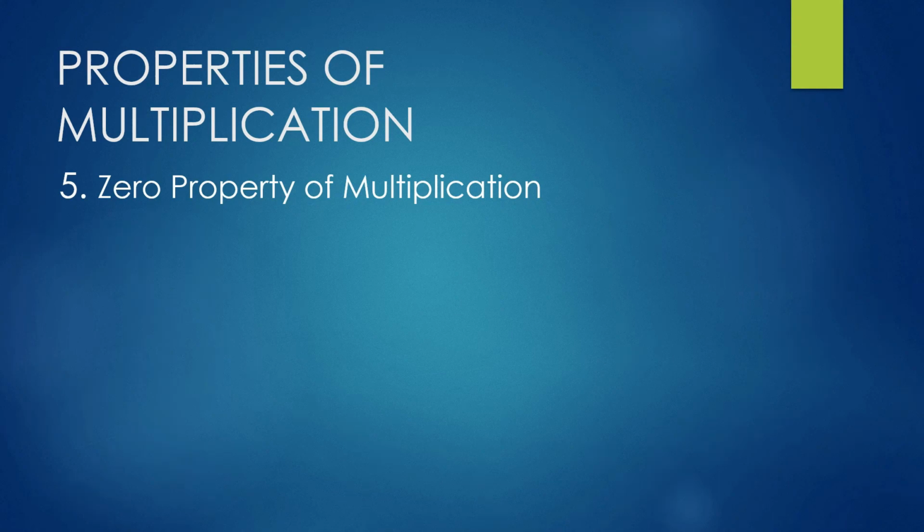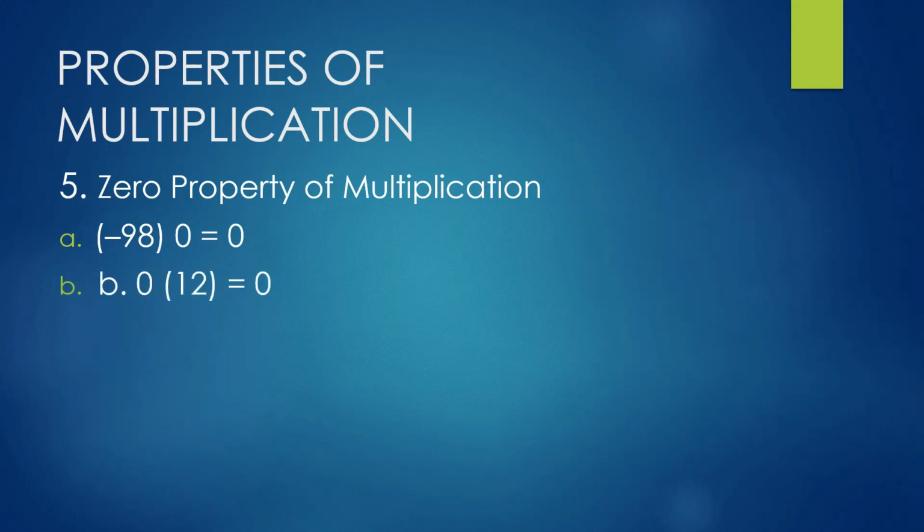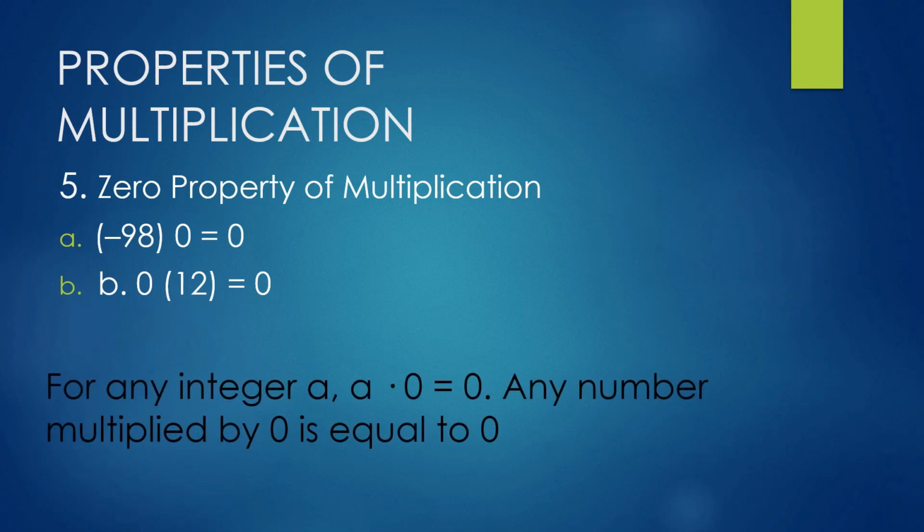Okay, the next one is the zero property of multiplication. For example, if we have negative 98 multiplied by 0, of course, the answer is 0. For B, 0 multiplied by 12 is 0, because any number multiplied by 0 is equal to 0. So for any integer a, a multiplied by 0 is equal to 0. Like for another example, 1 multiplied by 0 is 0. Negative 1 multiplied by 0 is 0.